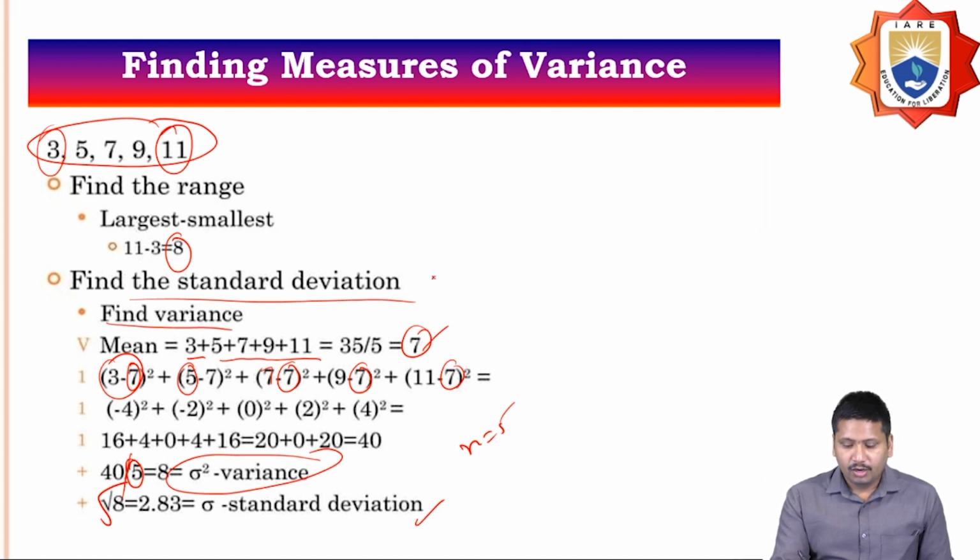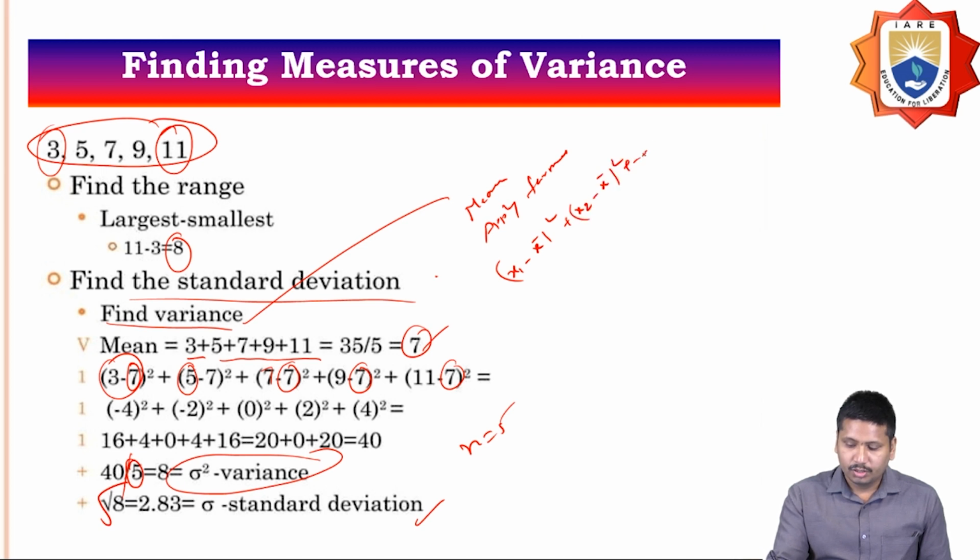Okay, so for finding out the standard deviation, first we have to find the variance. For this variance, again we have to calculate the mean and apply the formula I said previously, that is (x1 minus x bar) whole square plus (x2 minus x bar) whole square, and so on. And for this we have to apply the square root and divide by n. So this should be the variance.